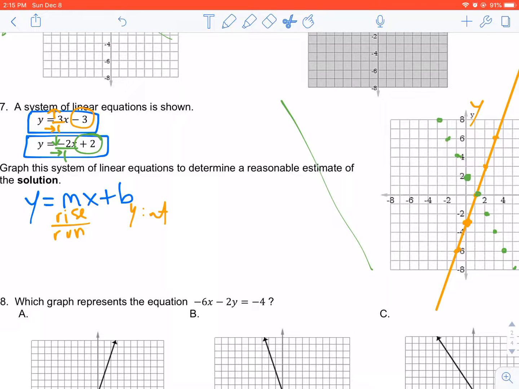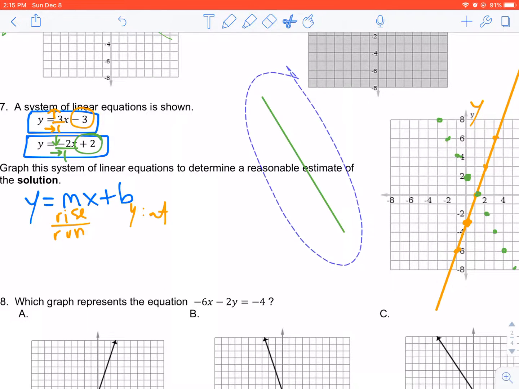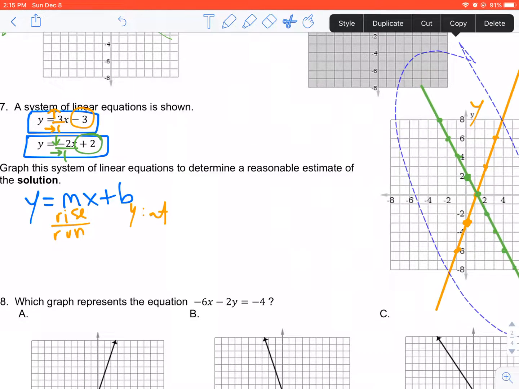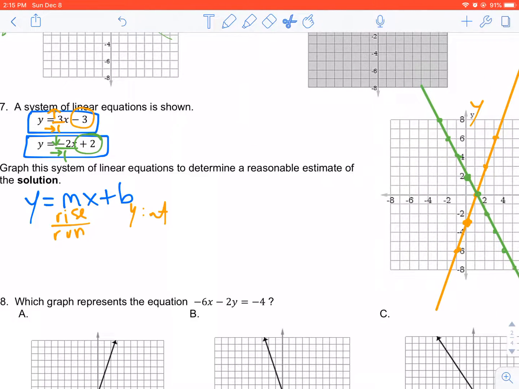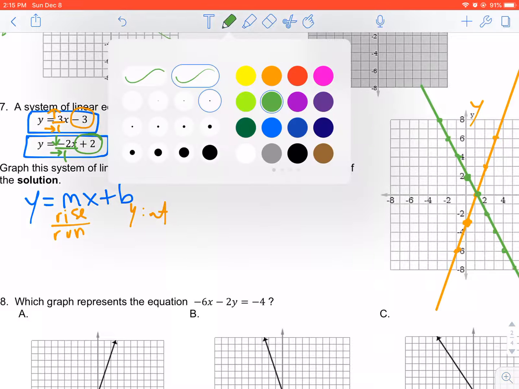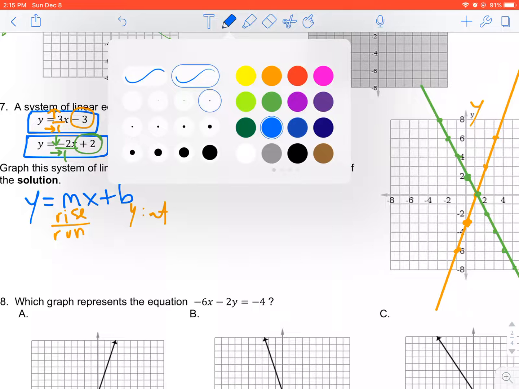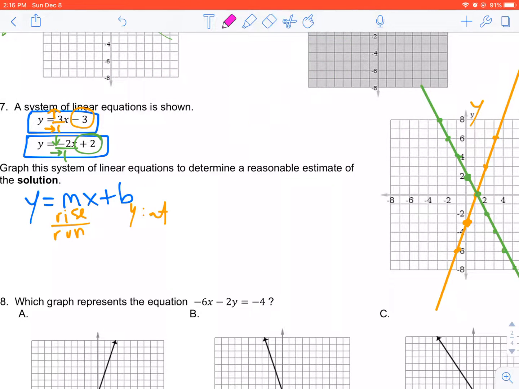And I'm going to go ahead and see if I can do my line. Do these dots. And so where do they cross? That is your answer. That is the solution. The solution means where are they crossing? So solution means where do they cross, and they cross right there. And that is the point.